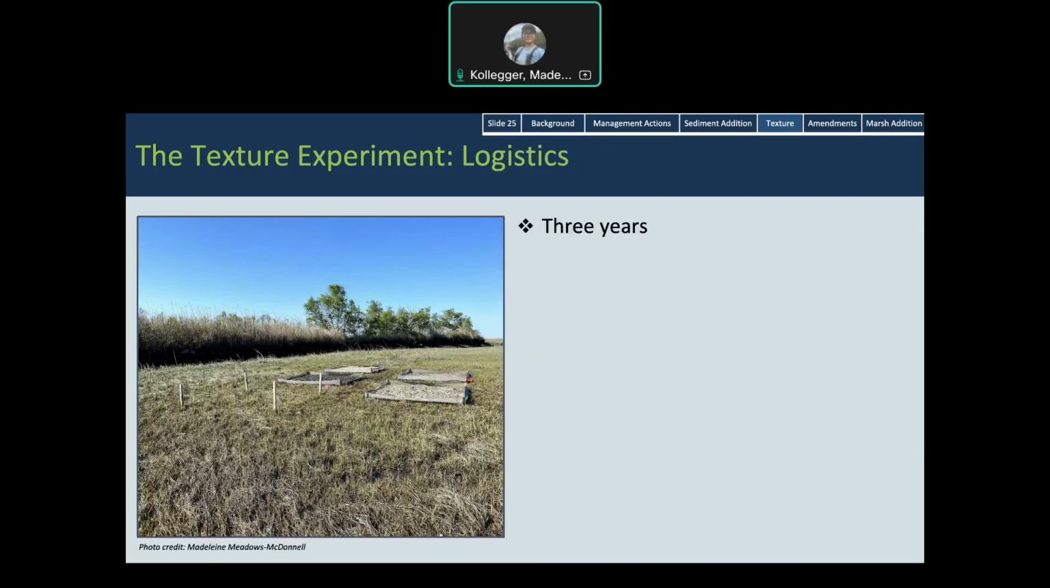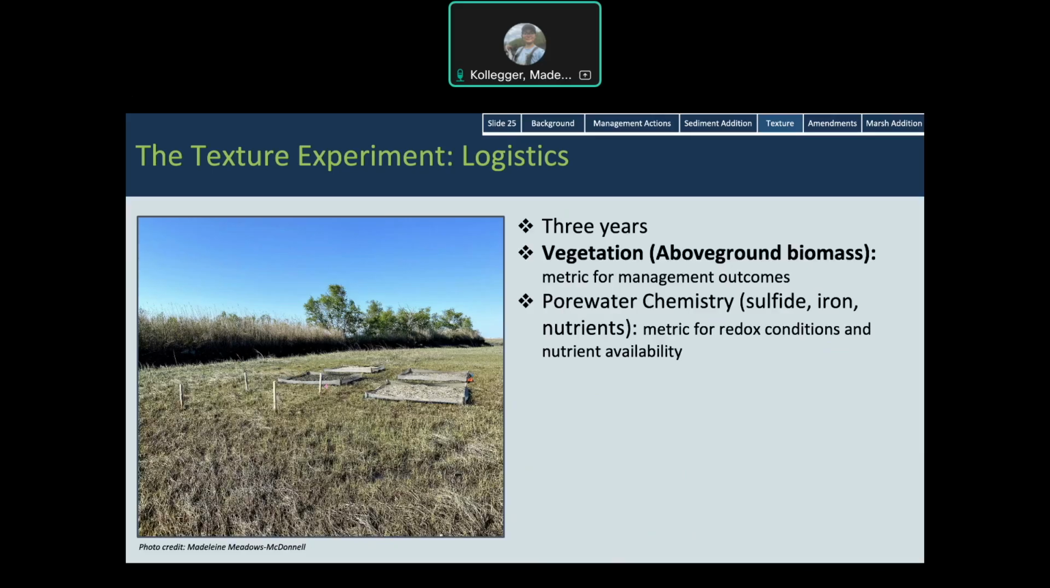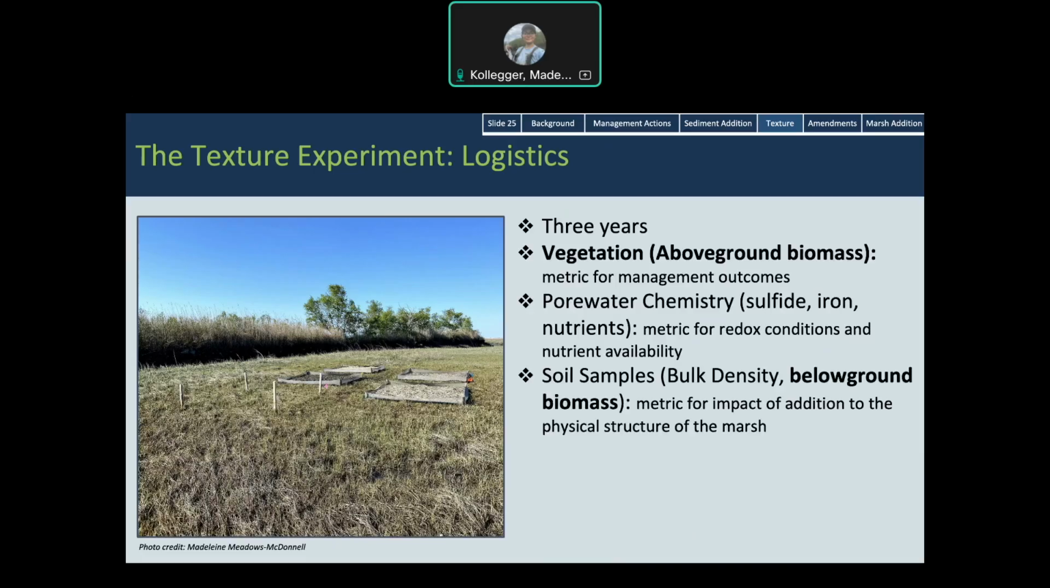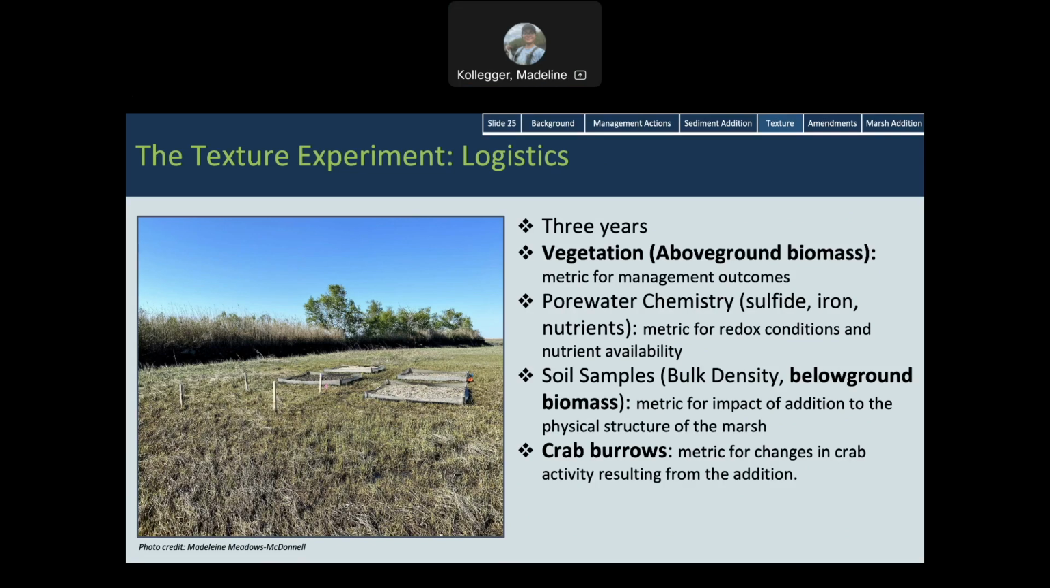Our experiment lasted for 3 years, and we measured lots of different kinds of data, with the first being vegetation, specifically thinking about above ground biomass as our metric for management outcomes. Then we included pore water chemistry, such as sulfide, iron, and nutrients as our metric for redox conditions and nutrient availability. Soil samples, which are more than what's listed here, but we have bulk density and below ground biomass as our metrics for the impact of addition to the physical structure of the marsh. And then we also counted crab burrows as our metric for changes in crab activity resulting from the addition, since crabs live on the marsh surface.